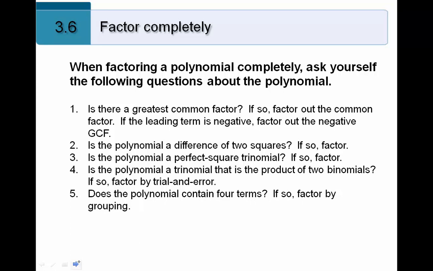1. Is there a greatest common factor? If so, factor out the common factor. If the leading term is negative, factor out the negative GCF. Is the polynomial a difference of two squares? If so, factor.